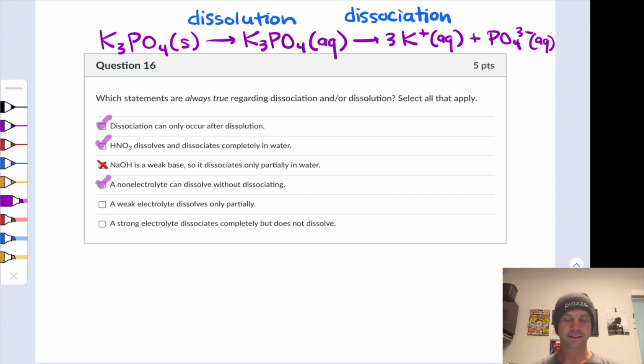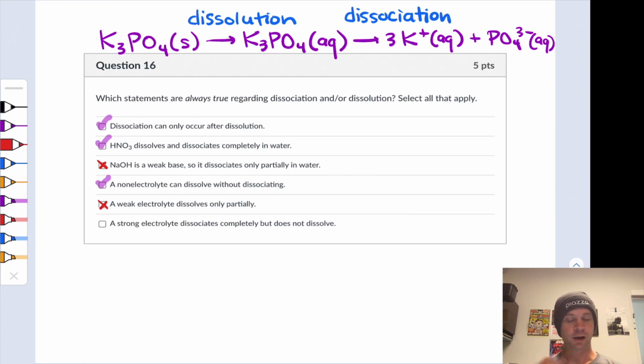A weak electrolyte dissolves only partially. Well, this may be true for certain types of electrolytes, but it's not something that's always true. Weak electrolytes can be 100% soluble. Something like acetic acid is a good example of that. But dissolve fully, but dissociate only partially is really the word there that's key. If that word were dissociates only partially, then this statement would be true.